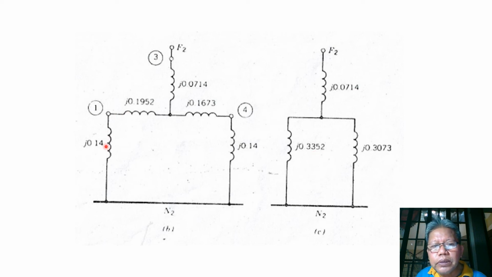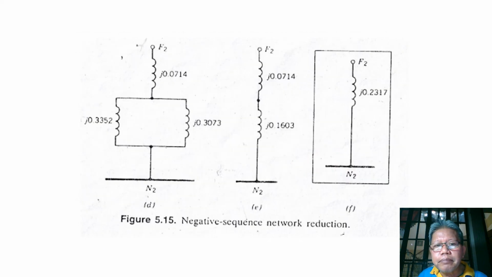J.3352 as the sum of these two, and J.3073 as the sum of these two. So we have these two, and then we have that one, and we have seen that these two are in parallel, so we can get the equivalent reactance of this. Getting the equivalent reactance, you have this 1.1603, and then we have this 0.0714, and they are in series, so we can combine them together. So we have a total reactance of 0.2317.